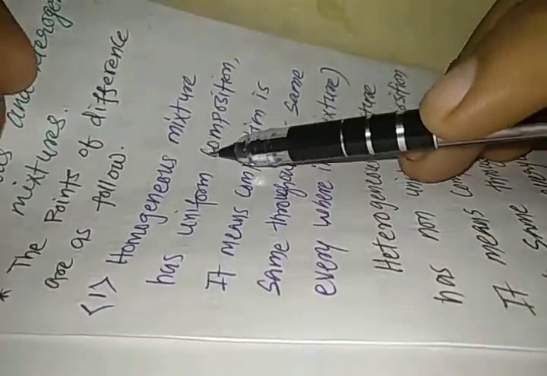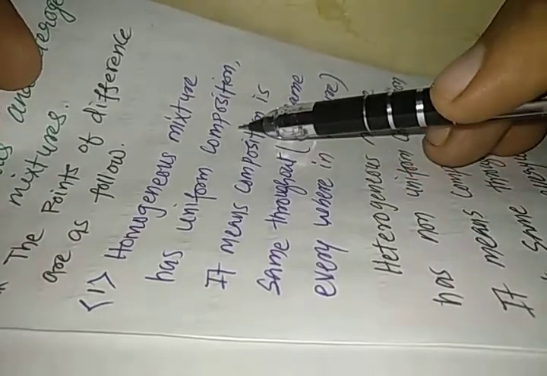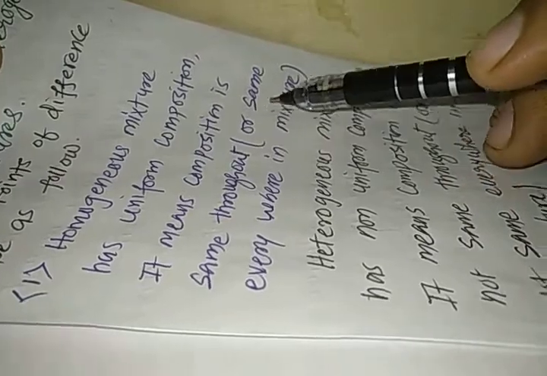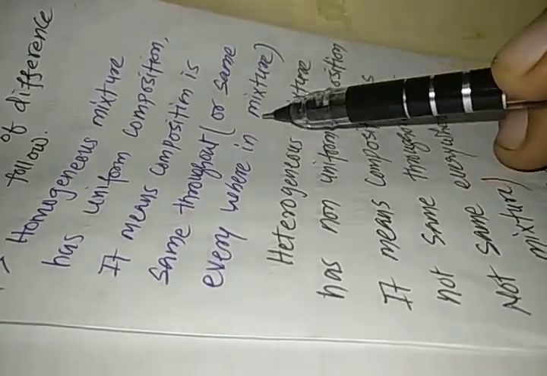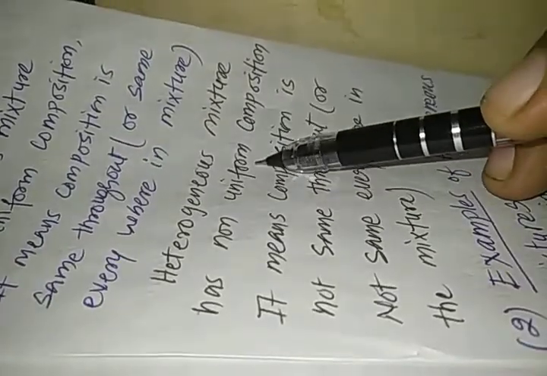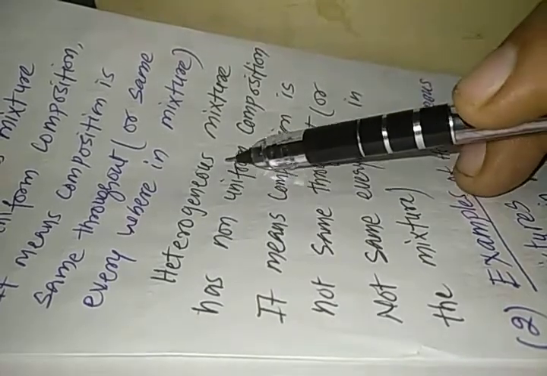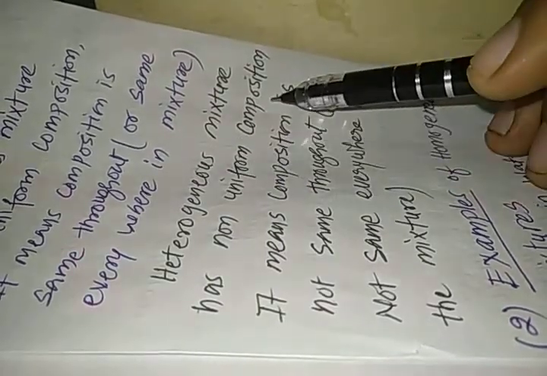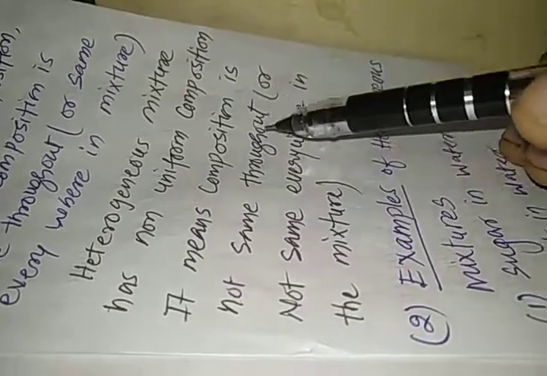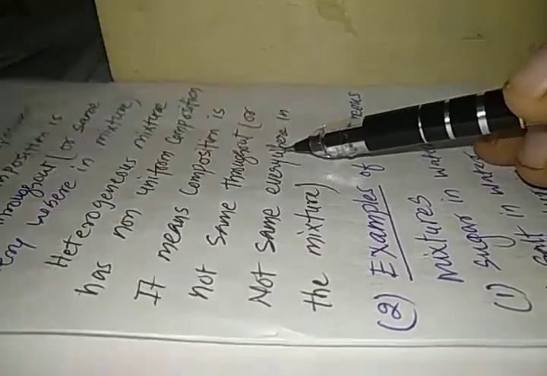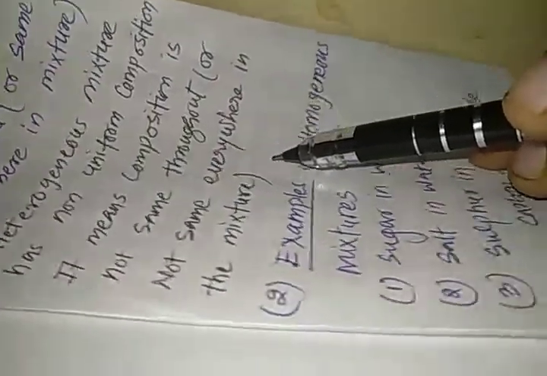Number 1, a homogeneous mixture has a uniform composition. It means the composition is the same throughout, or the same everywhere in the mixture. A heterogeneous mixture has a non-uniform composition. It means the composition is not the same throughout, or not the same everywhere in the mixture.